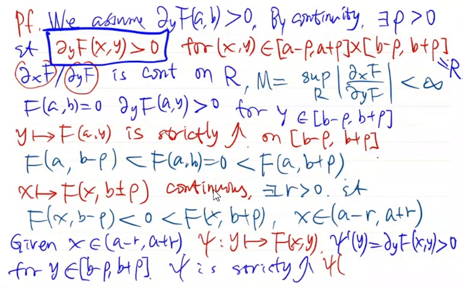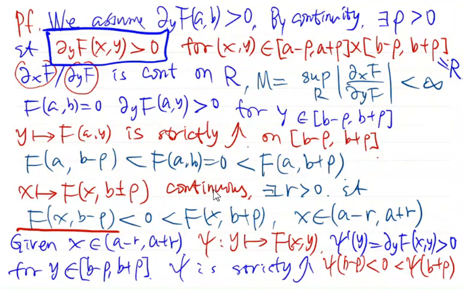And psi at b minus rho is negative. This is psi of b minus rho, right? By the definition of psi, you see that capital F(x, b minus rho) is psi of b minus rho. This is negative. And similarly, the value of psi at b plus rho is positive. So this psi is a function defined in the interval b minus rho, b plus rho. The value of psi at the endpoints of the interval has different sign. One side is positive, the other side is negative.